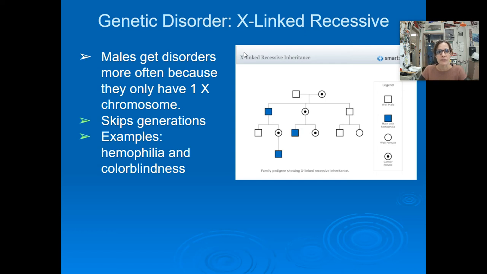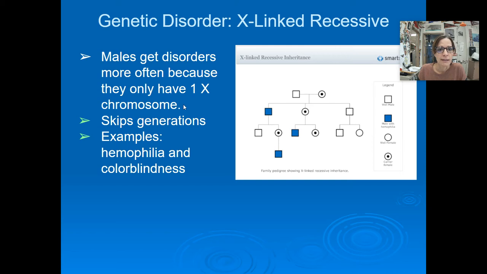So X-linked recessive now, if you notice on this pedigree, it's a little different. The males, again, are squares, and you notice that the males mostly, if not almost always, have it. And in this case, this pedigree shows the females that are carriers. So you may see that, you may not.